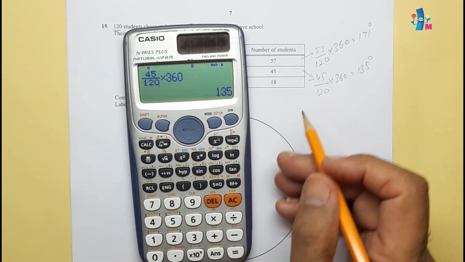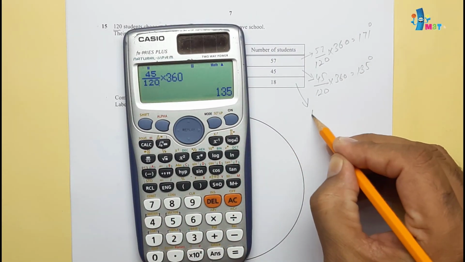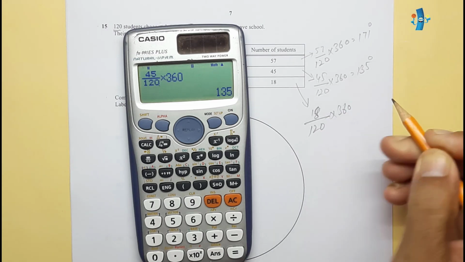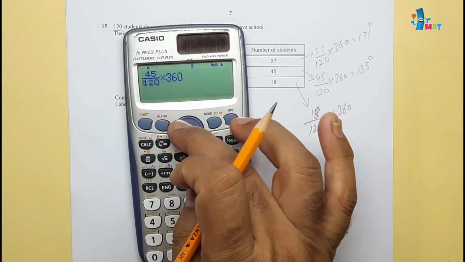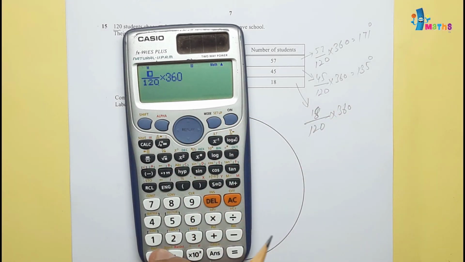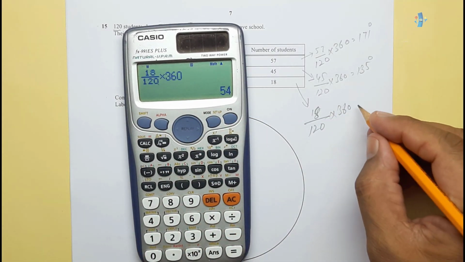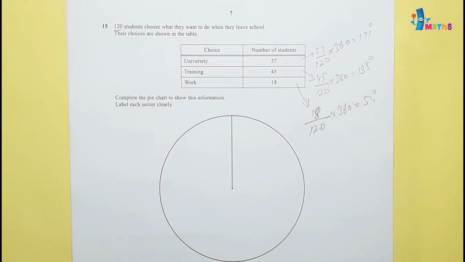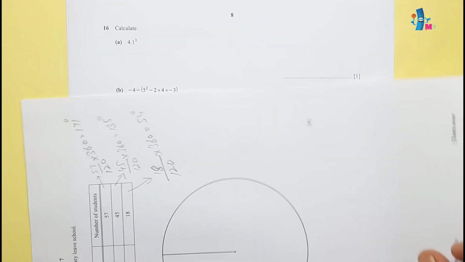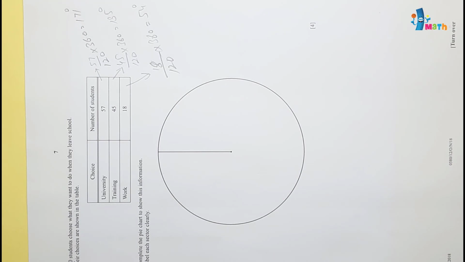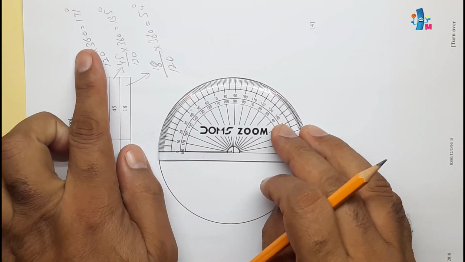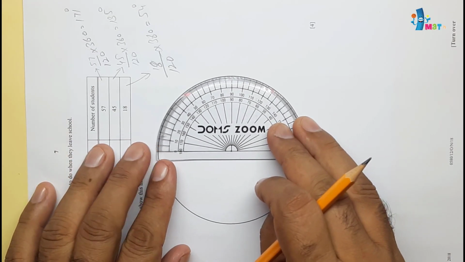For the next one, which is 18, we can calculate 18 divided by 120 into 360. Changing this to 18, we got the calculation as 54 degrees. Now these are the three angles which we have to show on this circle. So I will change the direction of the page, and the first angle we require is 171.